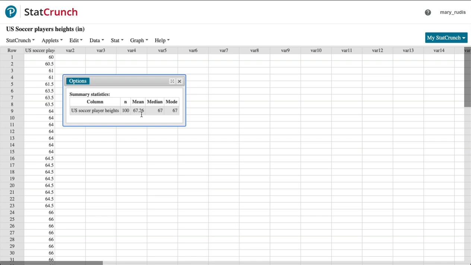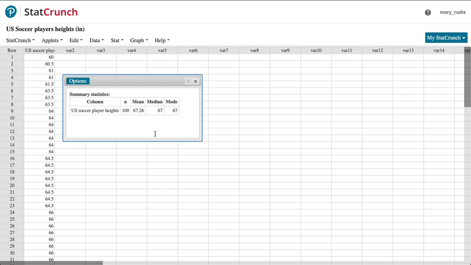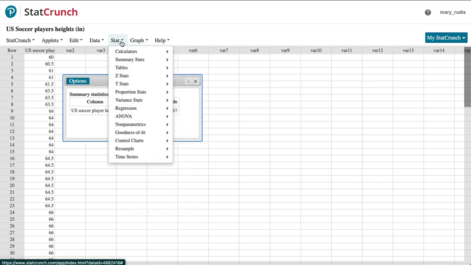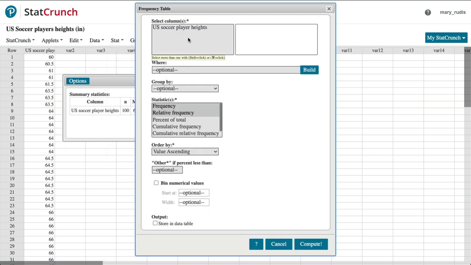So when the mean and the median and the mode are all about the same, we say that our data is roughly symmetric or normally distributed. So we have strong evidence here that our data is normally distributed because the mean and the median and the mode are all practically the same. We can get a better idea of that by making a little frequency table of our data.